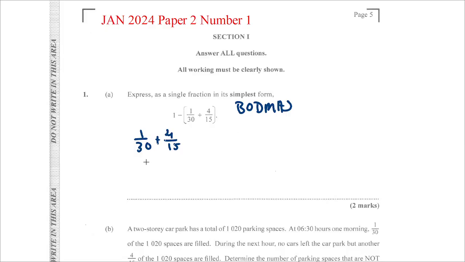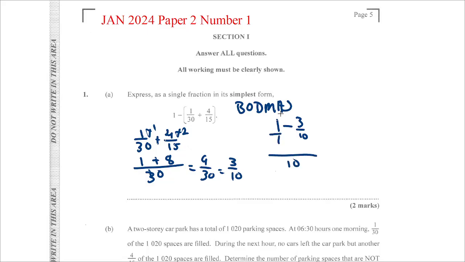When your denominators are different, we find the LCM, which is 30. 30 into 30 is 1. 15 into 30, multiplied by 2, that's 4 twos are 8. This is 9 over 30, which is equal to 3 over 10. So the question is now 1 minus 3 over 10. You can put 1 over 1, then find the LCM, 10. 1 into 10, 10. That's 10 minus 3, which would be 7 over 10. And that is how you would do it, right?